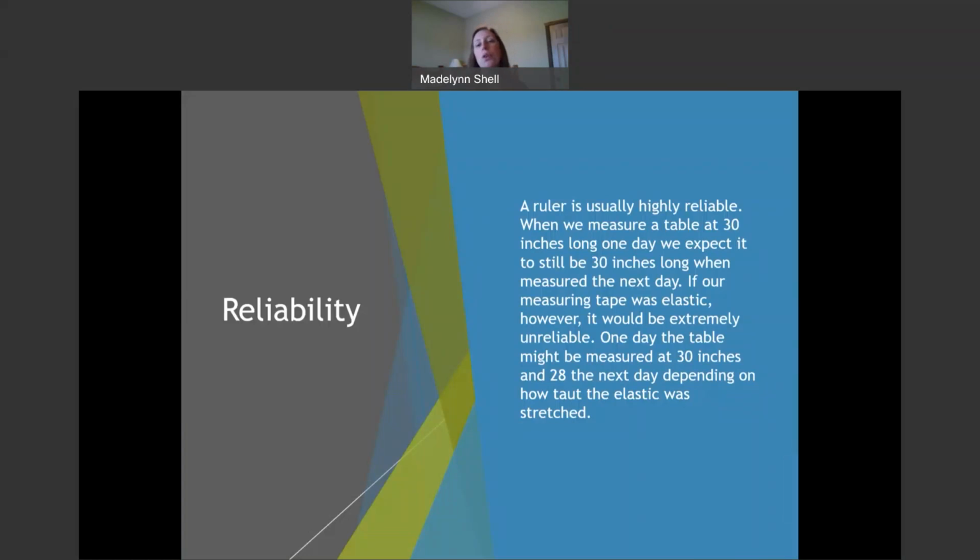Okay, just an example. A ruler is highly reliable. When we measure a table to be 30 inches one day, we expect it to be 30 inches long when we measure it the next day. Every single time you use the ruler, if you're using it with the same object, you get the same measure. If, however, we're using a measuring tape that was elastic, it would be very unreliable, right? Because you can stretch it. So one day the table might be measured at 30 inches, and the next day it might be 28 inches, depending on how tight you stretch the elastic. And so this is the issue with reliability. We want to get that same measurement every single time.